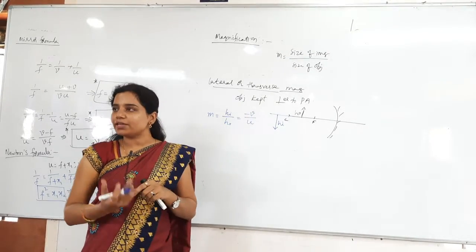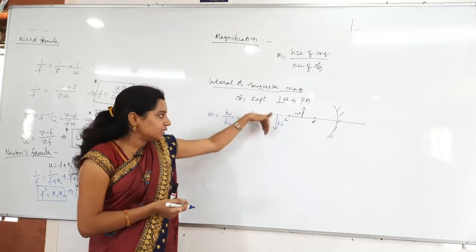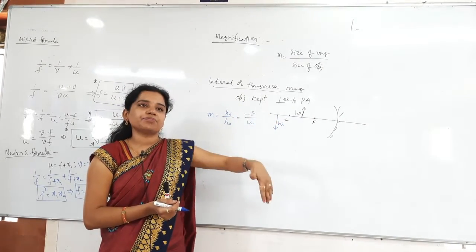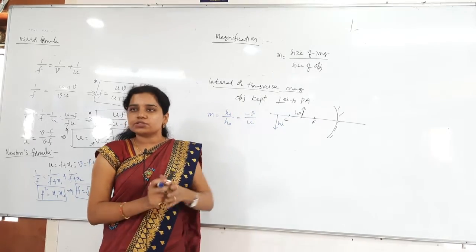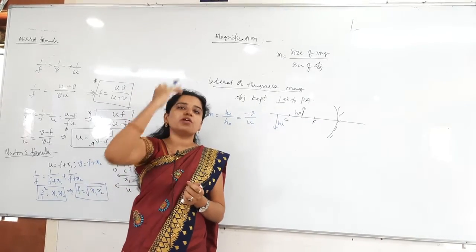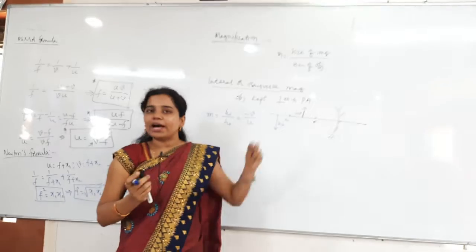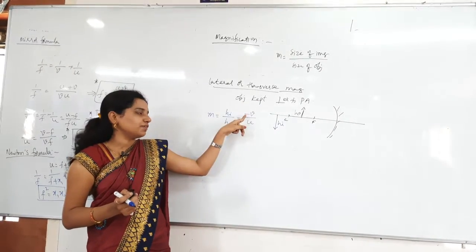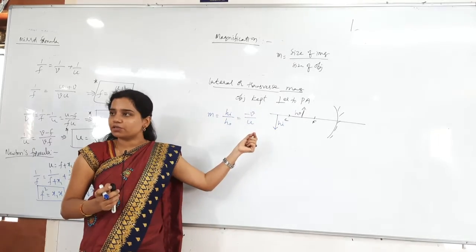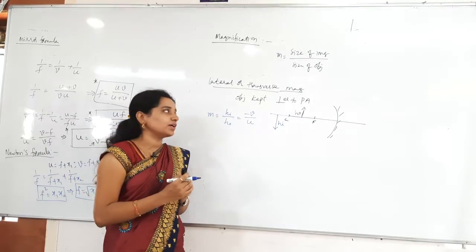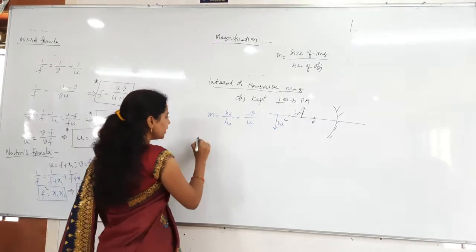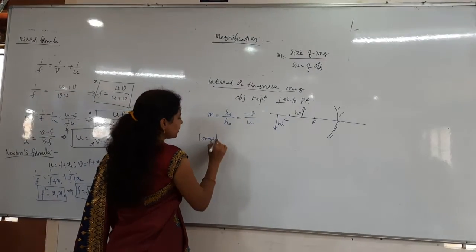Why minus V by U? Here, the height is inverted. Inverted means in which direction? Negative y axis. So always you have to take the height above the principal axis as positive, and the height below the principal axis as negative. So this is negative, and that is why we are getting minus V by U. Clear? This is the magnification. Which magnification did I say? Lateral magnification. Then longitudinal magnification.